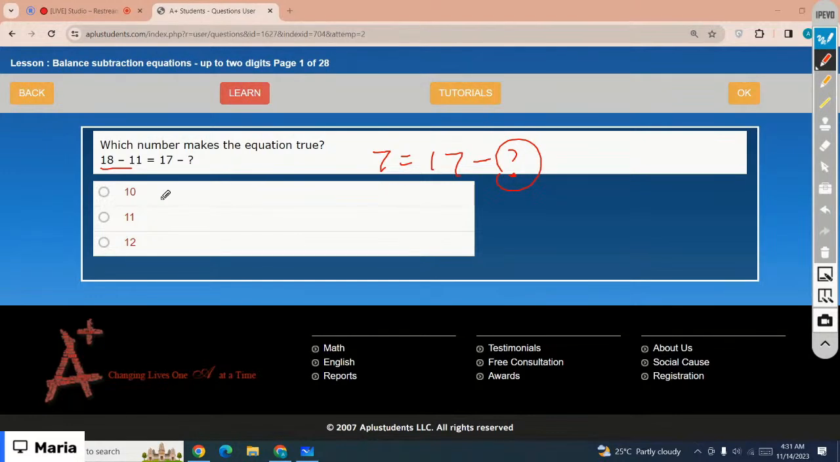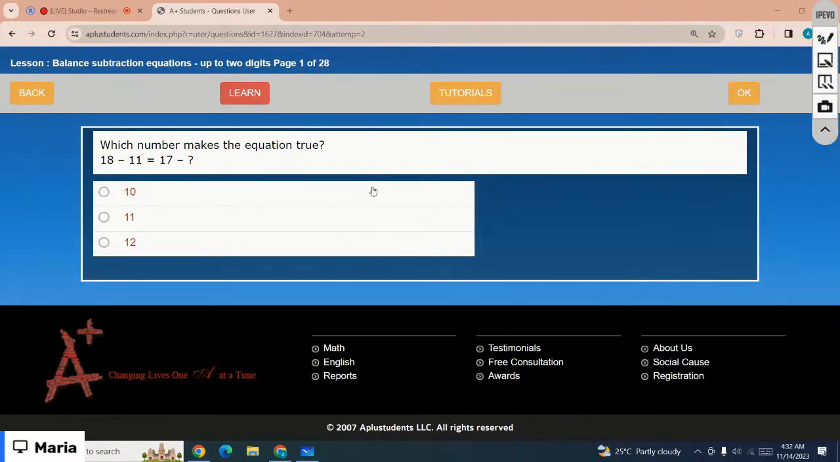So you are given three options. For example, start with the first option: 17 minus 10. 17 minus 10 equals 7. That means 10 is the correct option that makes the equation balance. Balance means both sides of the equation have the same answer, right? So the correct option is 10. Option number 1 is the correct option. Got it?